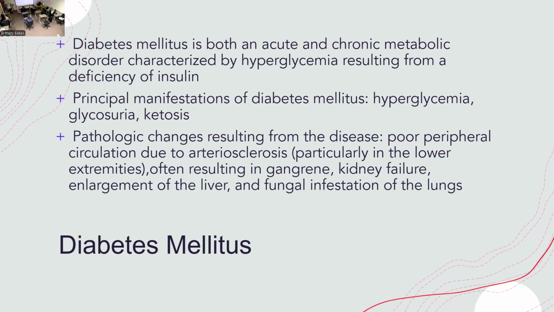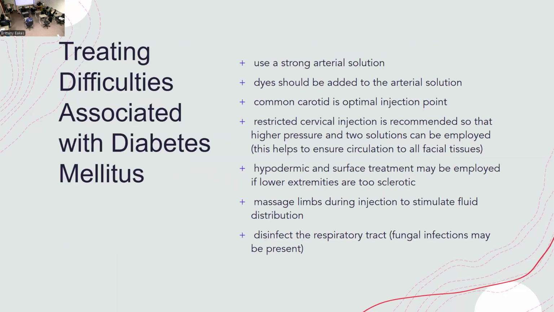Maybe poor peripheral circulation due to arteriosclerosis, especially in the lower extremities, the most distal areas, which can result in gangrene, kidney failure, enlargement of the liver, and a lot of diabetes patients will get fungal infestations because they have lowered immunity in the lung. So you want to make sure you thoroughly aspirate any cavity-involved lungs. Generally, healthy people that aren't anemic and don't have lowered immunity, you're not going to get that. So you'll generally be safe, but you want to make sure you thoroughly aspirate just to be safe.